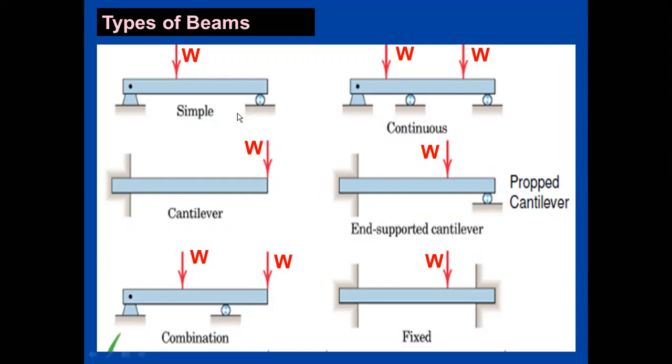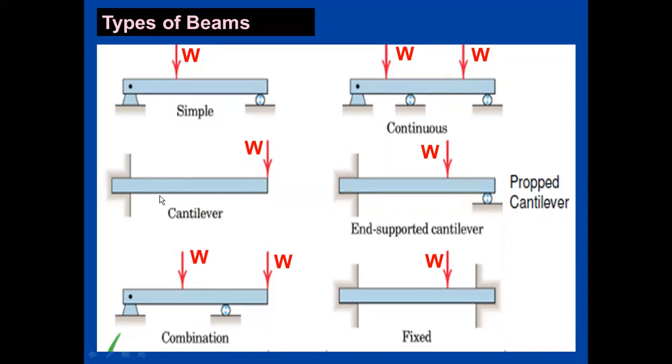First one is simply supported beam. What is a simply supported beam? The two ends of the horizontal member, that is the beam, have been rested on the supports. Right? Next one is continuous beam. What is a continuous beam? If more than two supports exist in a beam, that is called a continuous beam. That is, the length or span of the beam is too long to be carried by two supports, so more than two supports will be provided for a continuous beam.